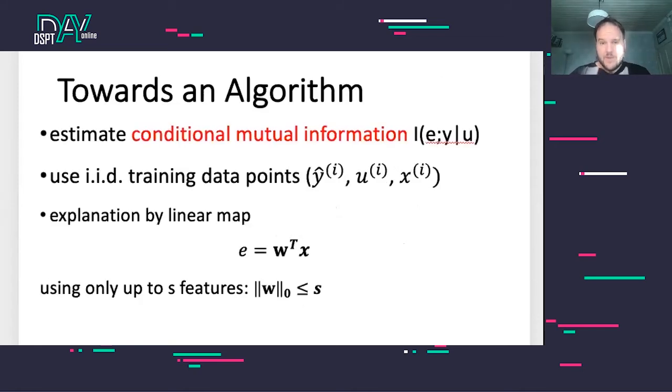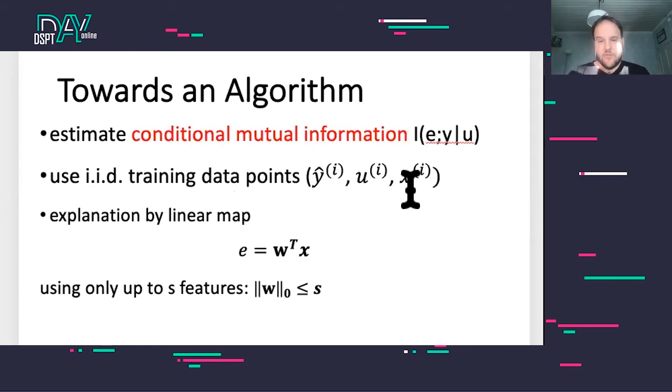In order to obtain a practical algorithm, so to actually compute these optimal explanations, we need to estimate or approximate the conditional mutual information. And we can estimate this conditional mutual information, for example, using training examples or IID training data points of these machine learning predictions, of the user summaries, and the features of data points.